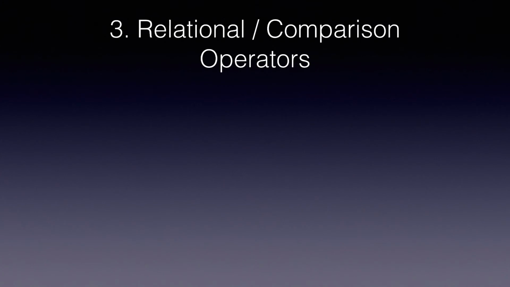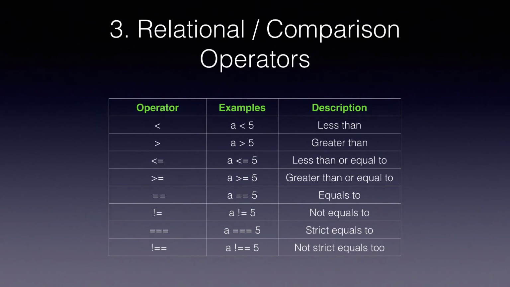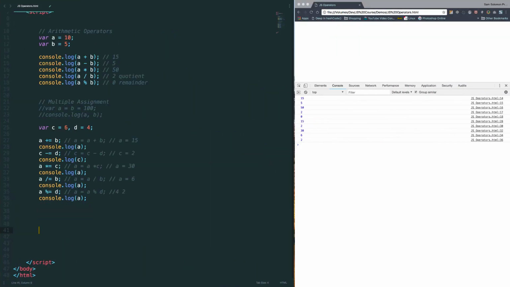Actually, this can be otherwise referred to as comparison operators. Relational operators are used to compare two or more operands. These operands may be variables, constants, or expressions. These are all the available operators in this category. Okay, let's examine them one by one. Let's go back to the code editor. Let me add a comment here, relational operators.